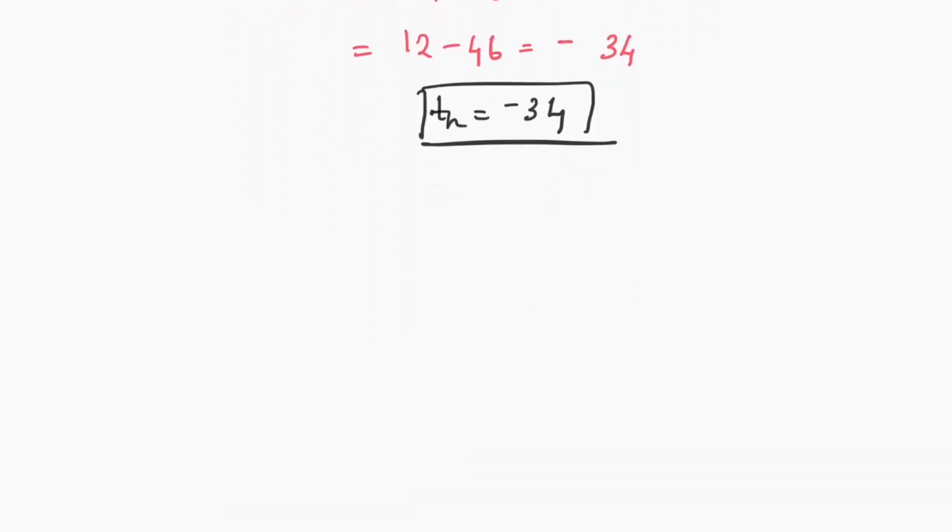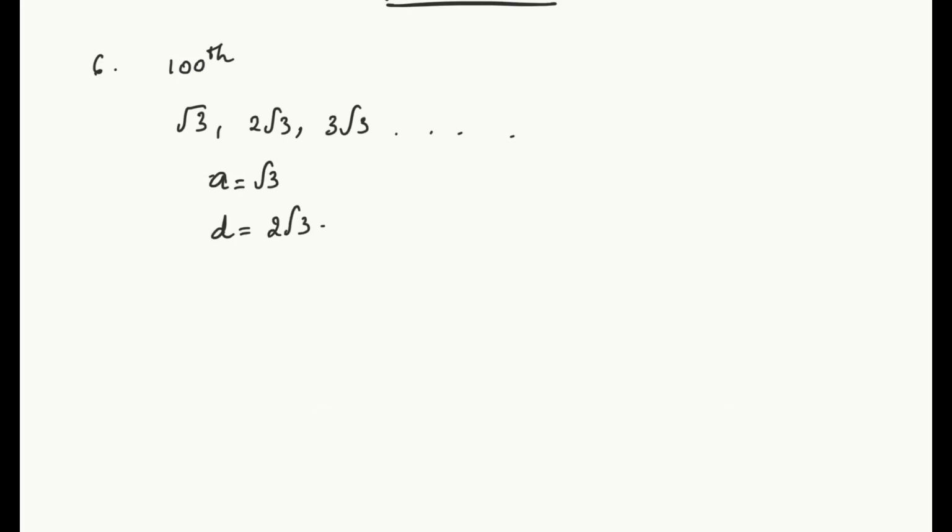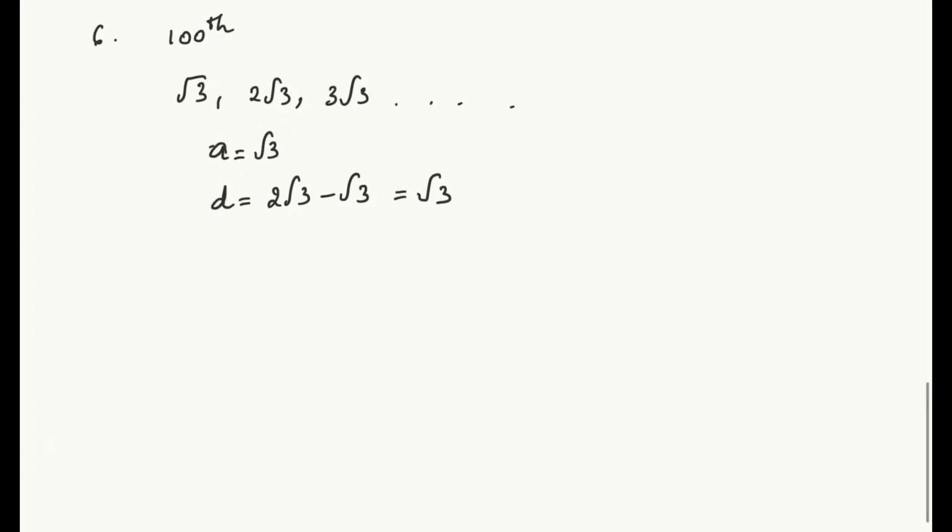So let me do a similar question. That is the sixth question. Let's see how to do the sixth question. Find the 100th term for the sequence root 3, 2 root 3, 3 root 3, and so on. So your A is equal to root 3. D will be equal to 2 root 3 minus root 3. That is again root 3. 2 times root 3 minus root 3 will give you root 3. So you have got A and D.